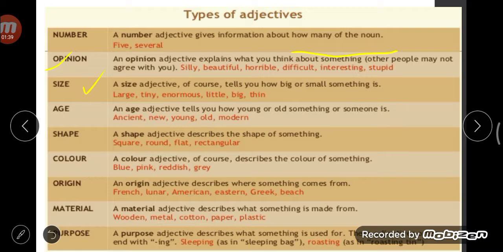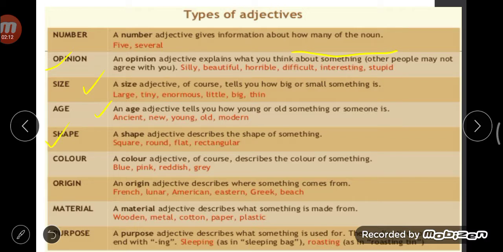These adjectives also tell us about the size, how big or small something is. Large, tiny, enormous, little, big, thin. It describes age. It tells you how young or old something or someone is. Like in examples, there are a few examples: ancient, new, young, old, modern.